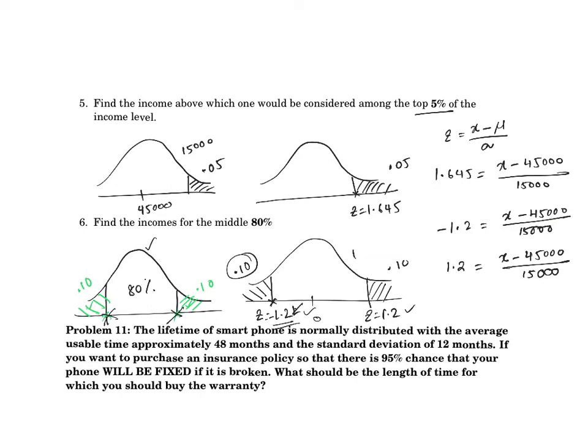Hypothetically speaking, let's say one of the values is 40,000 and another is 50,000. So if you made between 40,000 and 50,000, you'd be among the middle 80% of the socioeconomic status. That's how you do the problem.